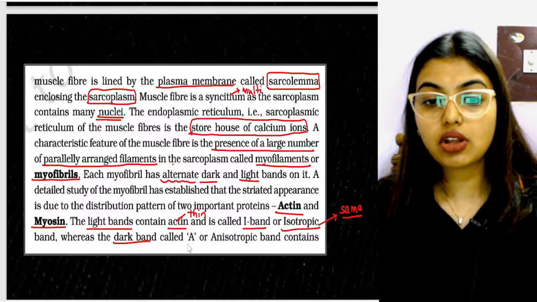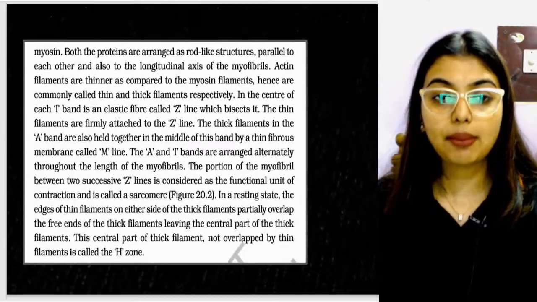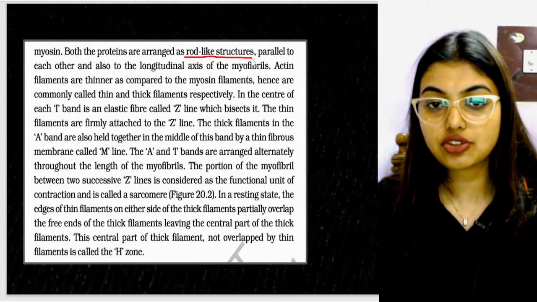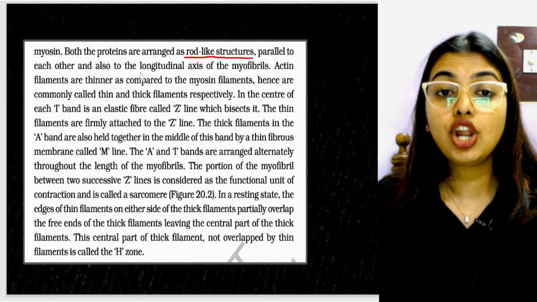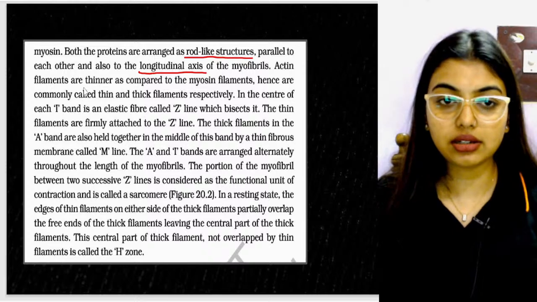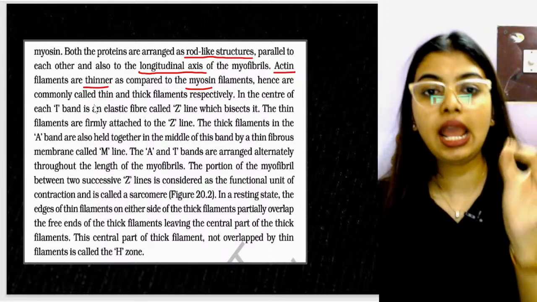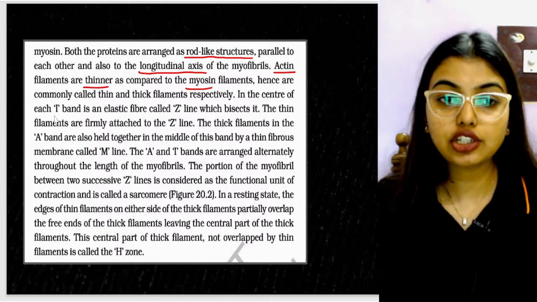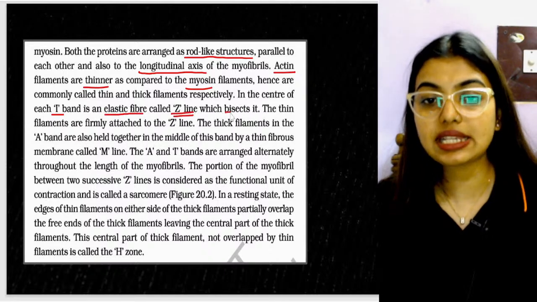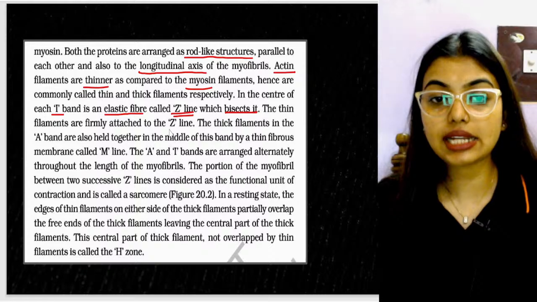Whereas the dark band called the A band or the anisotropic band contains myosin, actin as well as myosin. Both the proteins are arranged as rod-like structures parallel to each other and also to the longitudinal axis of the myofibrils. Actin filaments are thinner compared to the myosin filament, hence are called thin and thick filaments respectively. In the center of each I band is an elastic fiber called the Z line that bisects it. The thin filaments are firmly attached to the Z line.